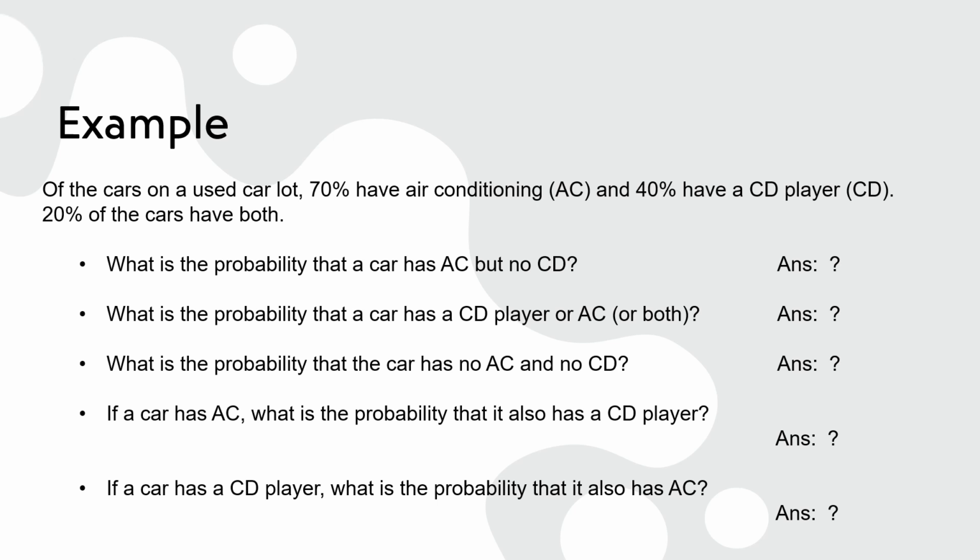Of the cars on a used car lot, we know 70% have air conditioning and 40% have a CD player. 20% of the cars have both. We want to find a few probabilities about this used car lot. You can pause the video here to take a moment and try answering these questions on your own.